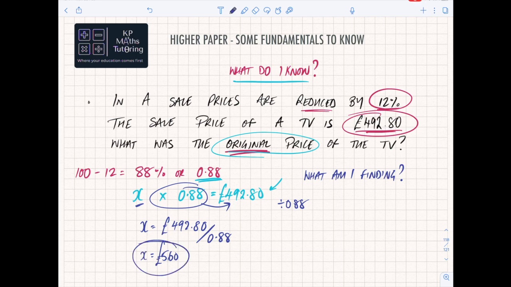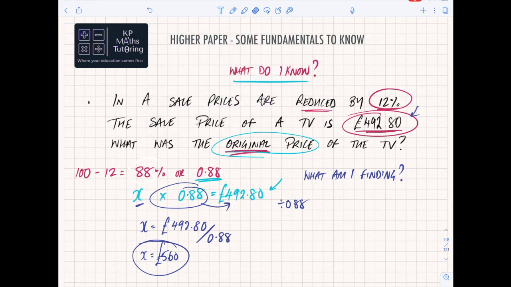Now, a common mistake here is that people find 12% of this value. So they find 12% of £492.80 and then just add it on. That's incorrect, because this is a reverse percentage question. So it's working backwards.